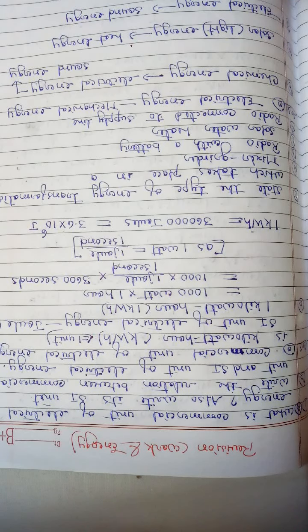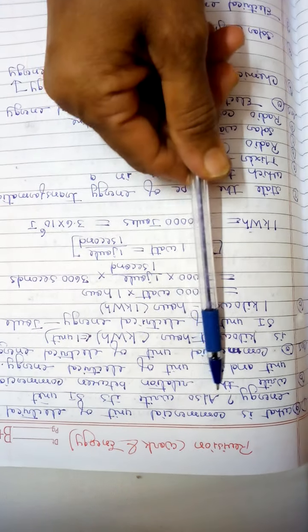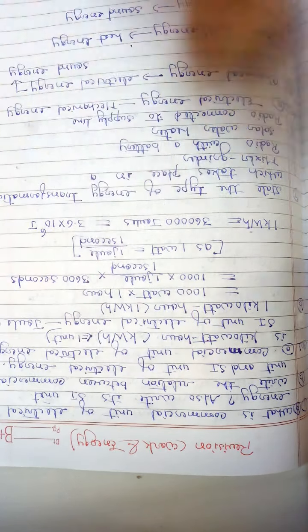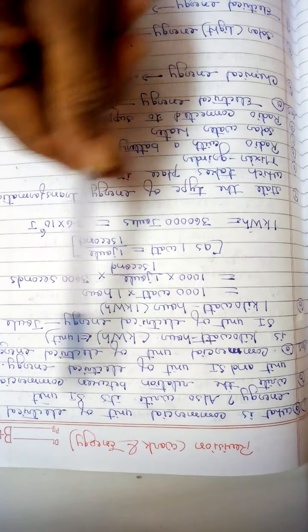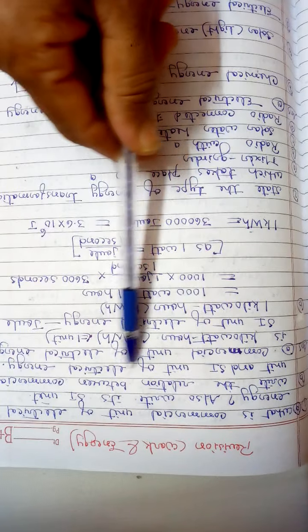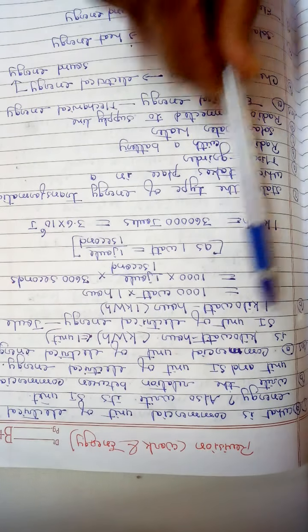In today's class, we are going to revise the chapter Work and Energy. Question number 1. What is the commercial unit of electrical energy? Also write its SI unit. And part B of this question is, write the relation between the commercial unit and SI unit of electrical energy.